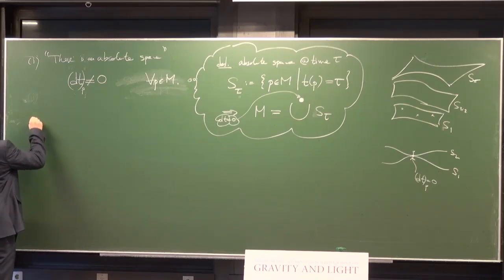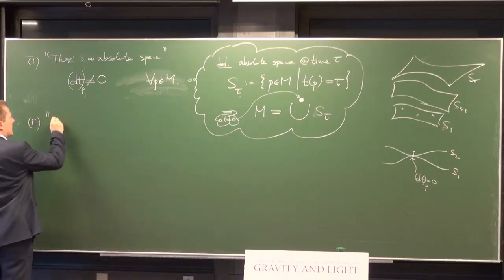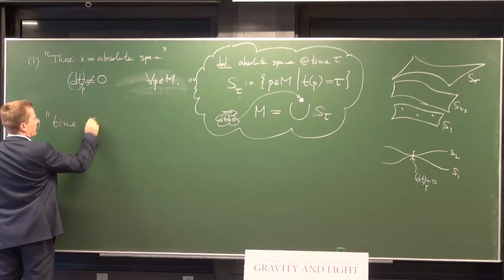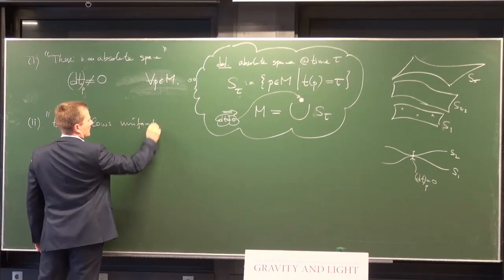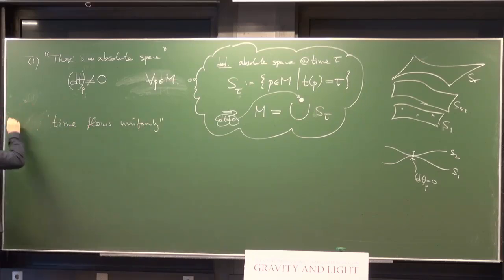Then Newton goes on and he says things like time flows uniformly. So absolute time, he says, absolute time flows uniformly, Newton says. What does that mean? With 1 second per second? Right? I mean, what is that supposed to mean?